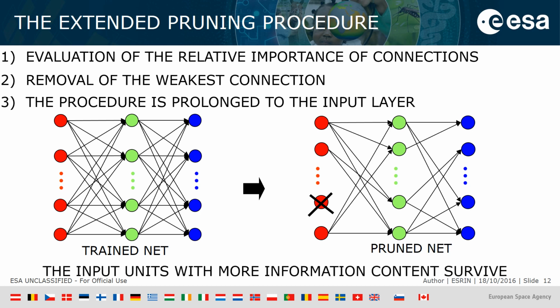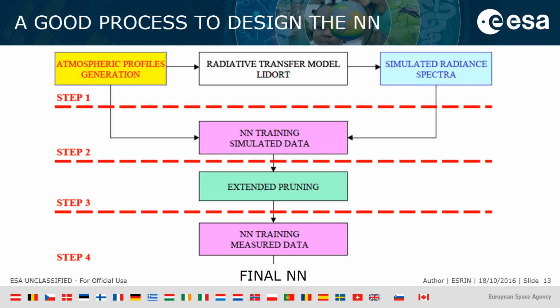The input units with more information content are those which remain. So this is the process that you can use for the final estimation. You first train on simulated data using a radiative transfer model. You come up with a first network. On this network, you apply the extended pruning to select the most important, significant wavelengths, and then you retrain a new network using only the most important wavelengths to come up with a final neural network dedicated to the ozone concentration.